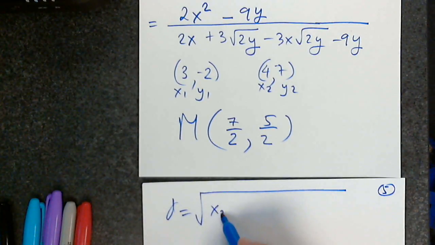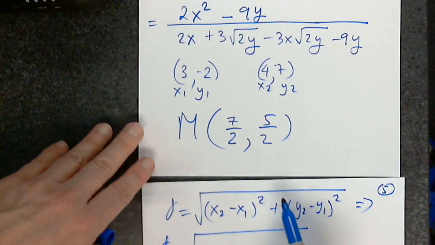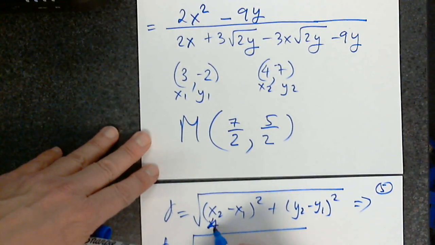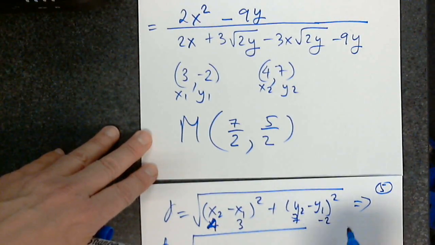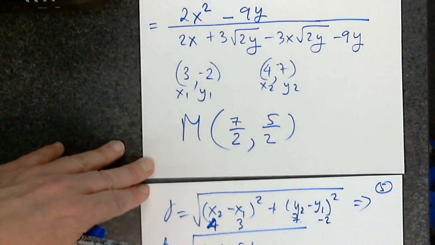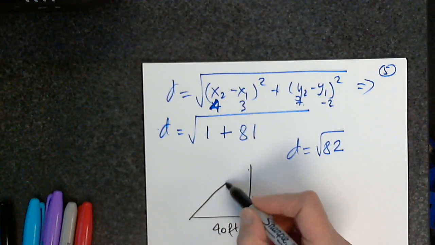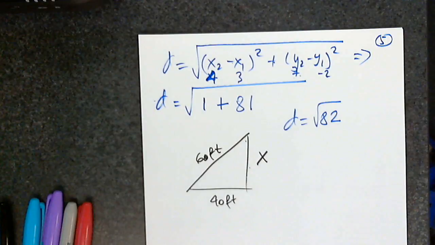I write the formula as the square root of x2 minus x1 squared plus y2 minus y1 squared. So this is 4, I meant to write, and this is 3, and this is 7, and this is negative 2. 4 minus 3 is 1, 1 squared is 1, plus 7 minus negative 2 is 9, 9 squared will be 81. So d equals the square root of 82. And you cannot simplify that radical because it's 2 times 41. And that's the distance formula and the midpoint. Do we need to review the Pythagorean theorem? Yes? Okay, very good. So let's say we are given 40 feet here, 60 feet here. We want to find x. What should I write?